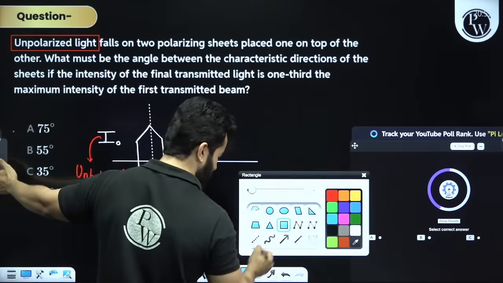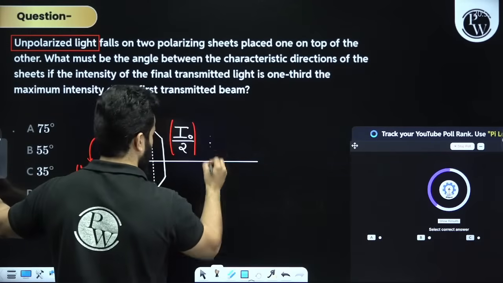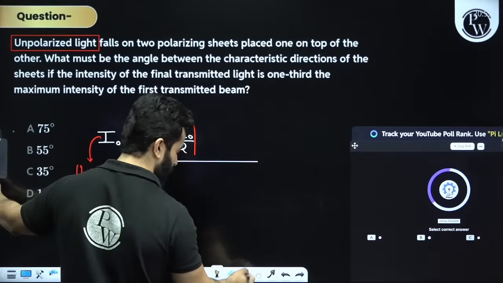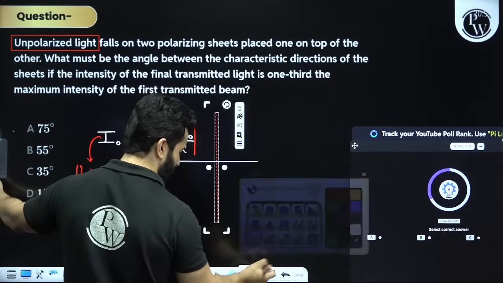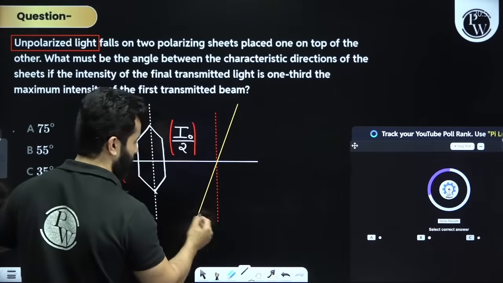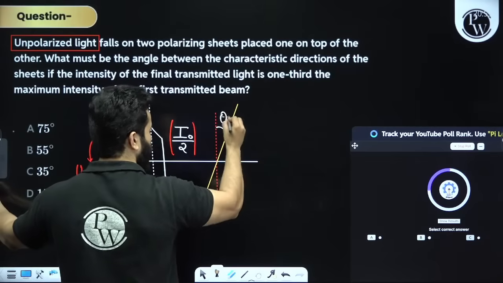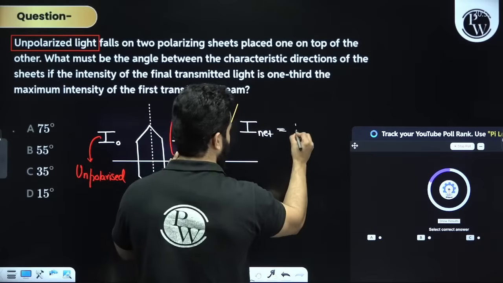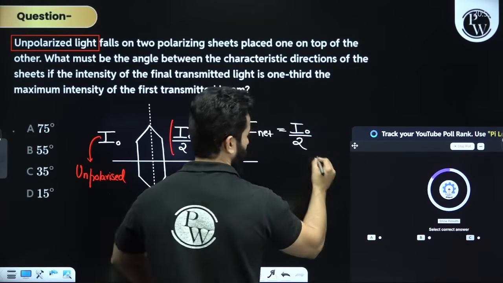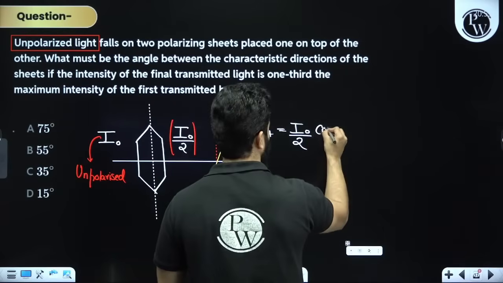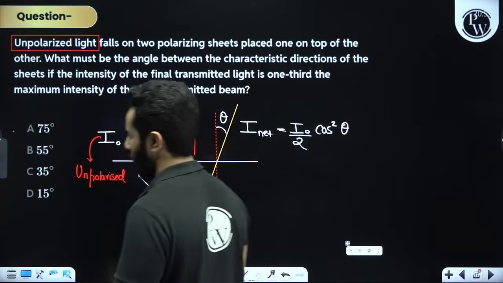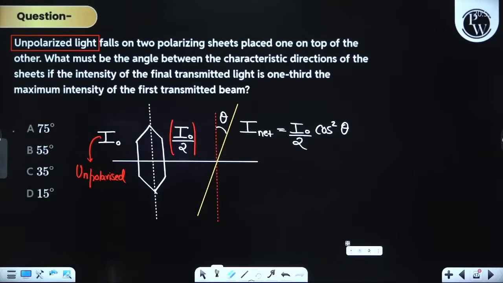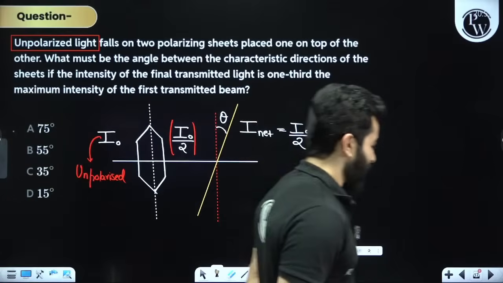Then you have got another polarizer over here, and let's suppose the axis makes an angle of theta degree. So the net intensity will be given by this intensity, that is I naught by 2, cos square theta. Now quickly solve this question, my dear friends. Be really quick. Cos square theta. Solve and find me the answer.